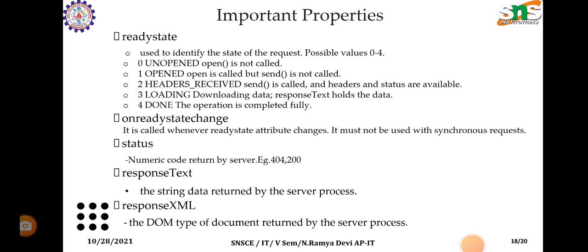And next is onreadystatechange. It is called whenever the readyState attribute changes, and it must not be used with a synchronous request. And the status is a numeric code returned by the server. For example, 404 means the request is not found, and 200 is success. responseText is the string data returned by the server process, and responseXML is the DOM type of document returned by the server process. Thank you.